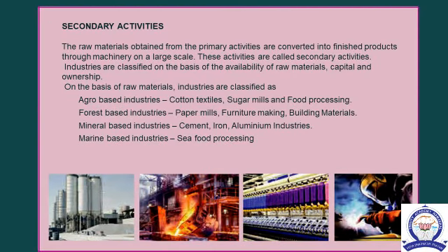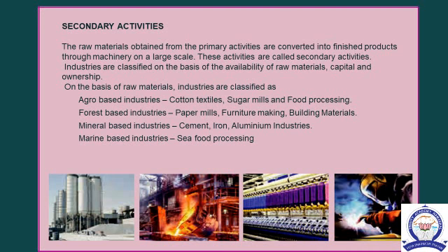Secondary activities. The raw materials obtained from primary activities are converted into finished products through machinery on a large scale. These activities are called secondary activities. Industries are classified on the basis of availability of raw materials, capital, and ownership.